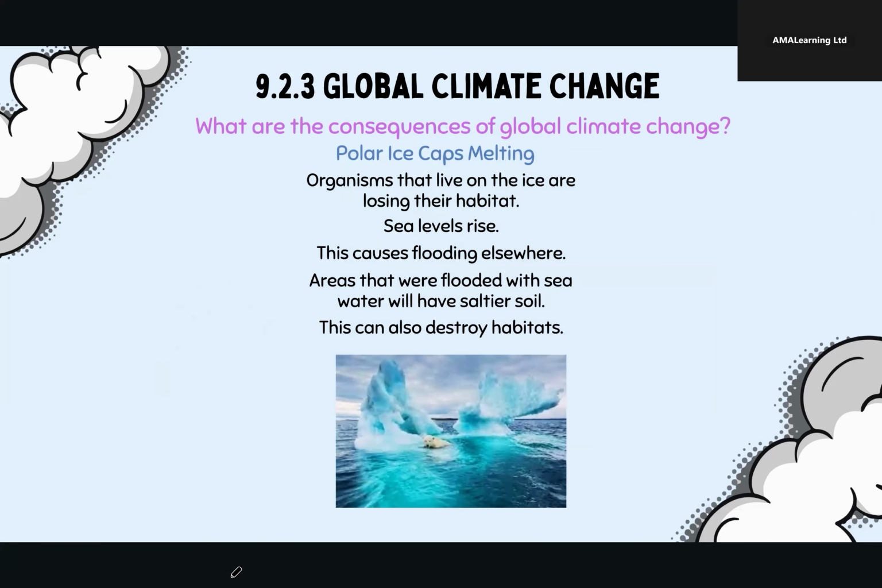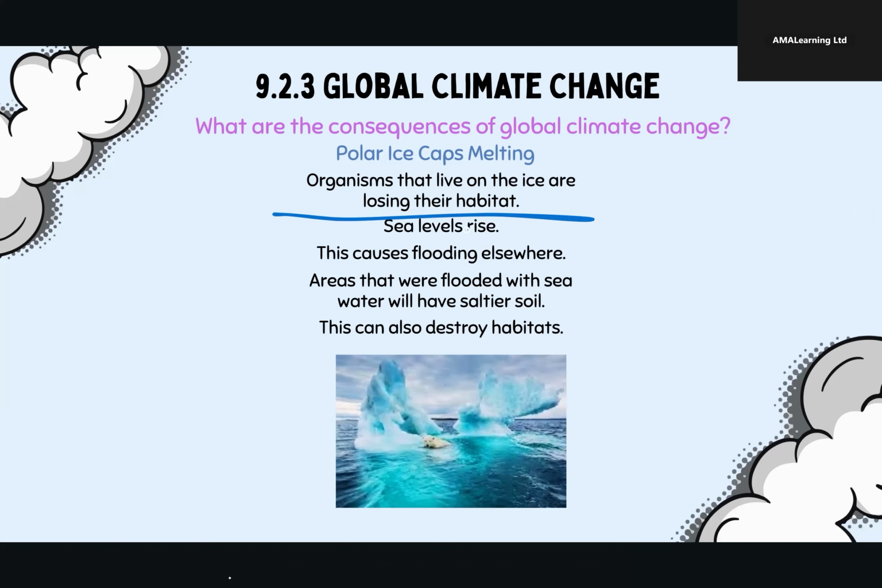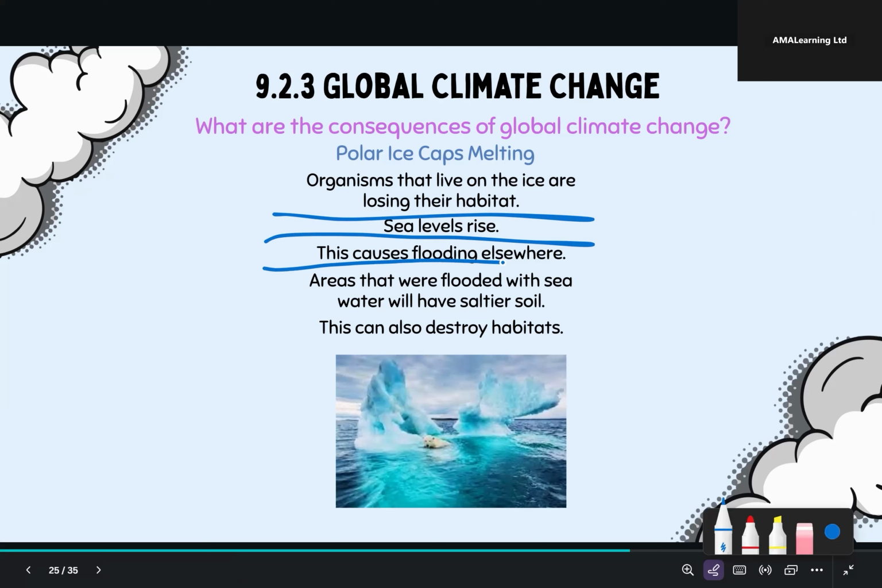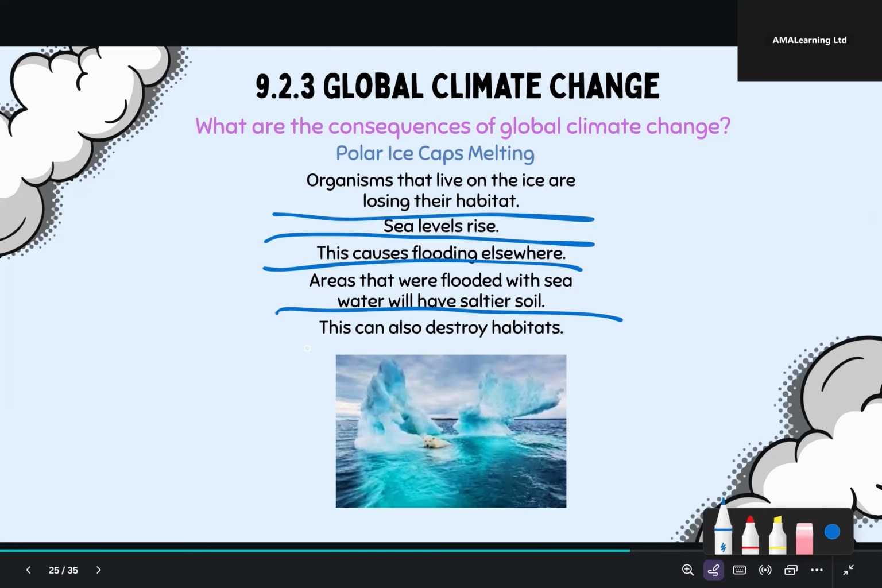So number one, polar ice caps melting. So organisms that live on the ice are losing their habitats, because the ice is starting to melt. That causes a rise in sea levels. That increases flooding everywhere. And now the areas that have been flooded with seawater have saltier soil, so things don't grow as well. And that has a knock-on effect on the destruction of habitats.